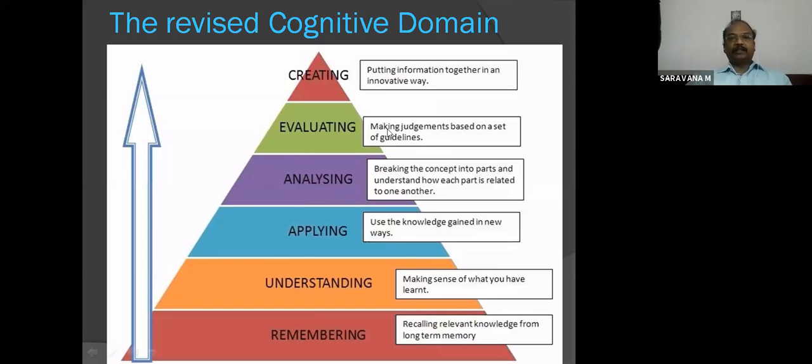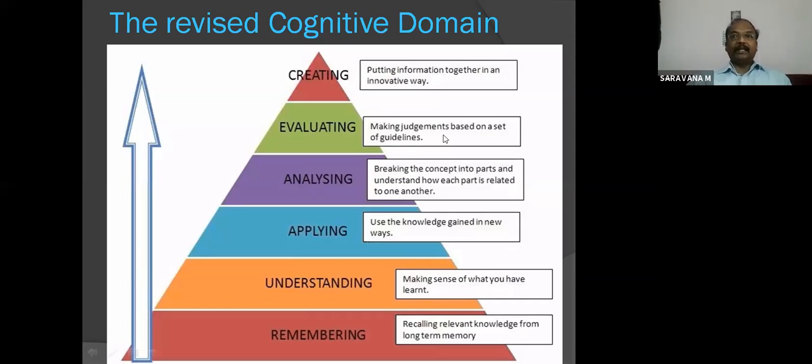Then evaluating, making judgment based on a set of guidelines. So judgment is like assessment, evaluation, and qualitative is related to quality, and measurement is related to quantity. So this is the difference between measurement and assessment. Evaluation is always making judgments based on a set of guidelines. So these qualitative aspects will have some guidelines, and only then can we measure the quality.